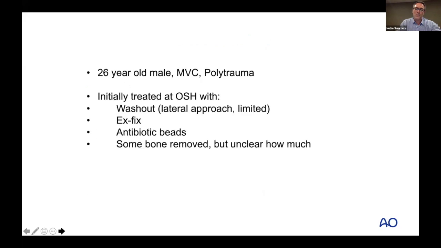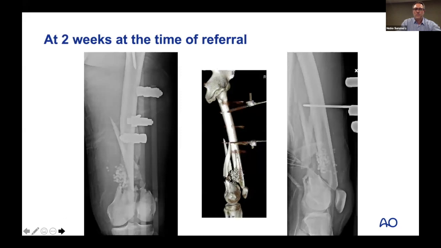Yeah. This is another one of Sean's. 26-year-old person in a motor vehicle crash, polytrauma, initially treated at the outside hospital with an irrigation and debridement, although it was somewhat limited through a lateral approach. X-fix, antibiotic beads. They remove some bone, but you never know how much. And then at 2 weeks, it shows up to you, and this is what it looks like.